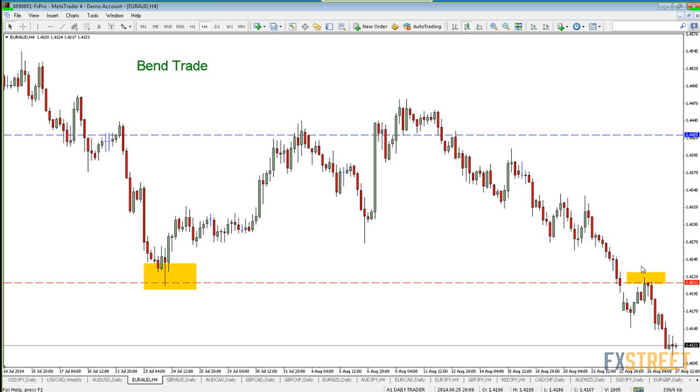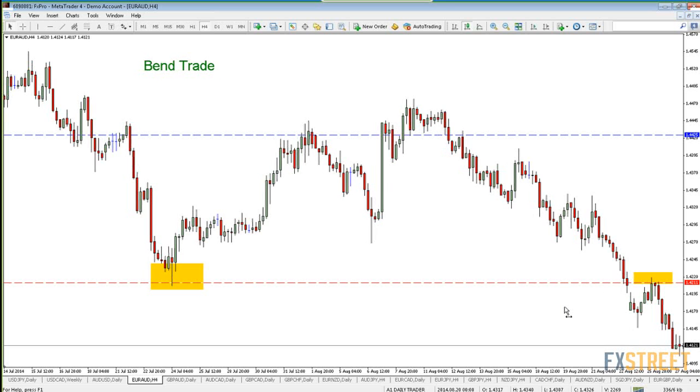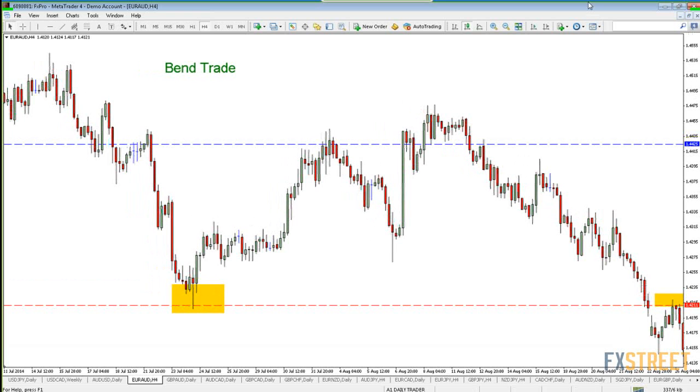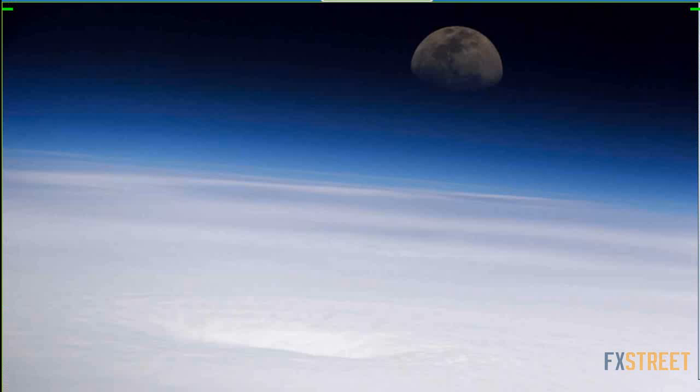It's a very, very common setup. In fact, you see the reverse as well. When the market breaks through resistance, it'll often go higher, then come back down, bounce, find support, and then keep going even higher. So this is a really common way to get into a trade. And basically, this is where the bend trade occurred. So let me show you what I mean by bend trade, what I'm talking about.